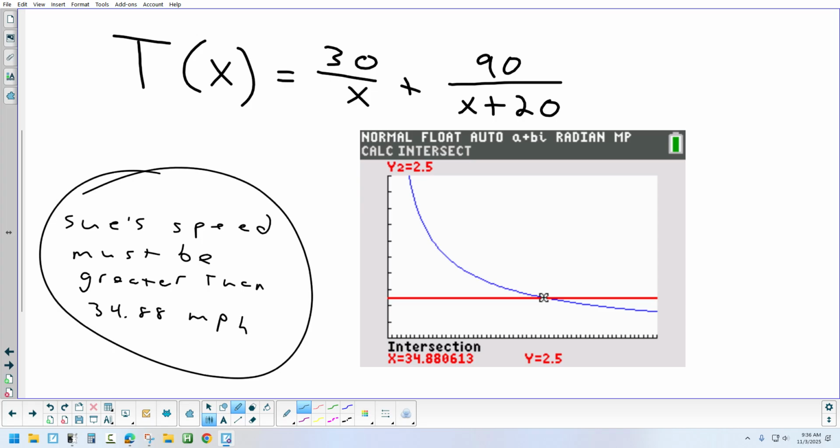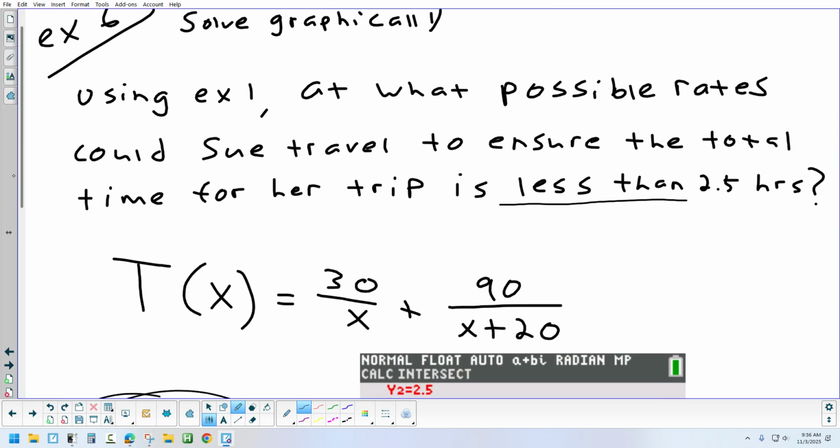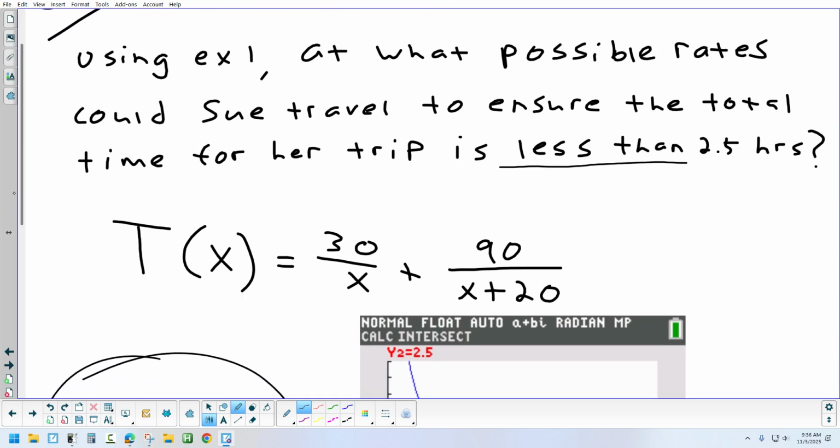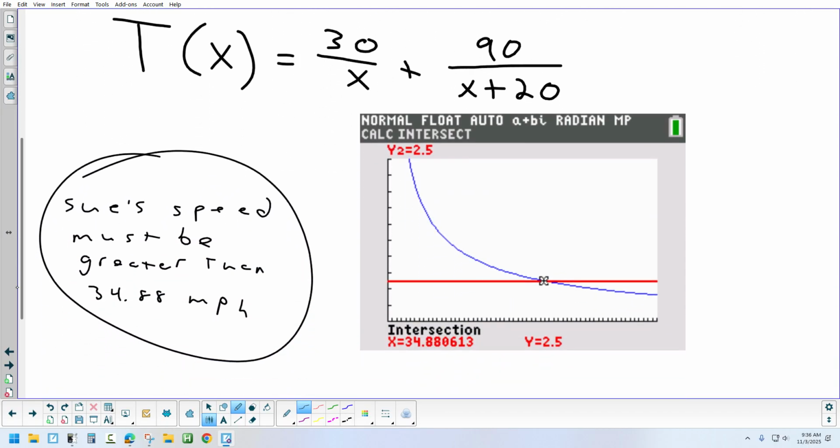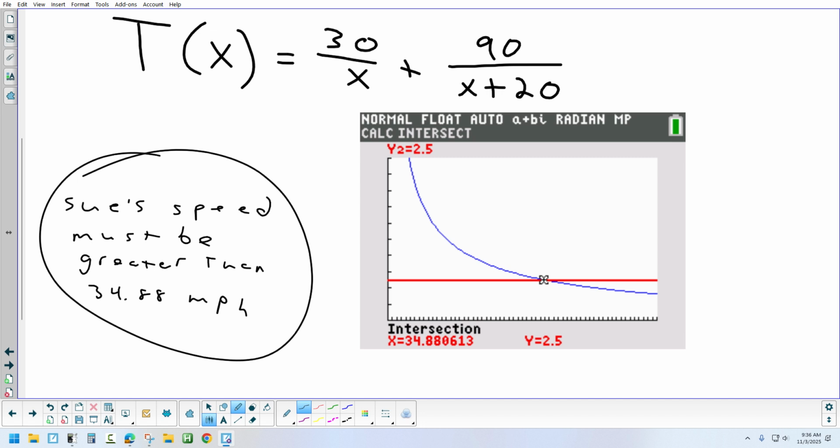That's the answer to the question. Now, some people think, well, yeah, but it said less than. That's for the time to be less than 2.5 hours. That doesn't mean her speed has to be less than. If she goes slower than 34.88, she's going to be on this part of the graph. That part of the graph is where it takes longer than 2.5 hours. That's not what we want.